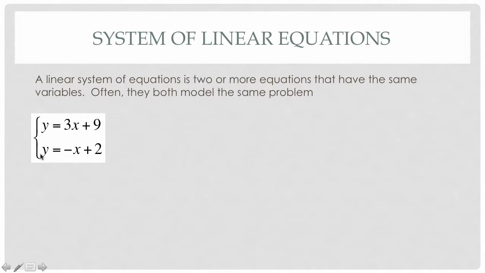Here's a linear system. I've got y equals 3x plus 9, and I've got y equals negative x plus 2. I can graph both of these. One has a slope of 3, one has a slope of negative 1. These are not hard, but it's a linear system because both of these are the same problem. They're the same variables, and so we use a little bracket to show that they're the same system. They're modeling the same problem.